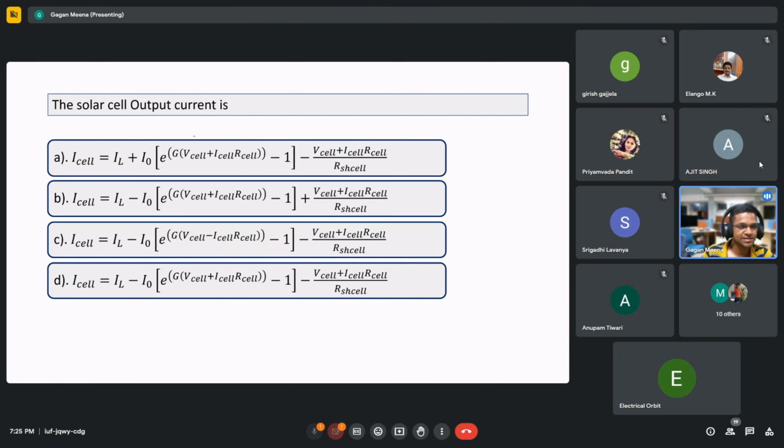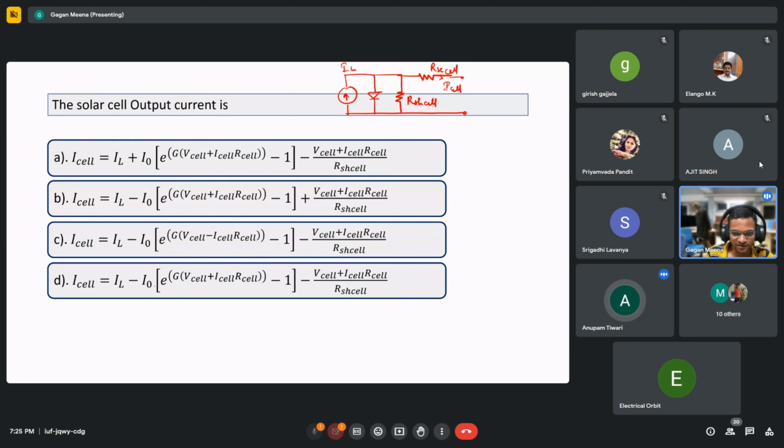I was asking the same question before also, which of these equations is correct. So you just have to check the sign. Rest all the terms are same. So which one is correct? The model is this. This is RSH, R cell. This is IL and this is I cell.